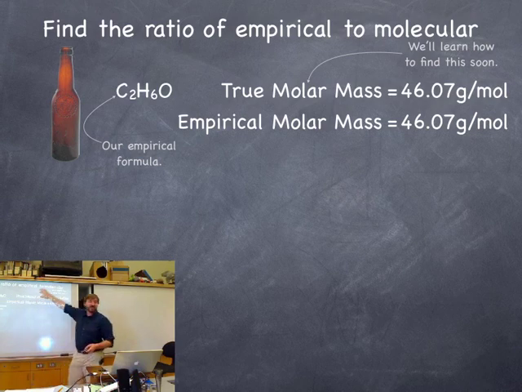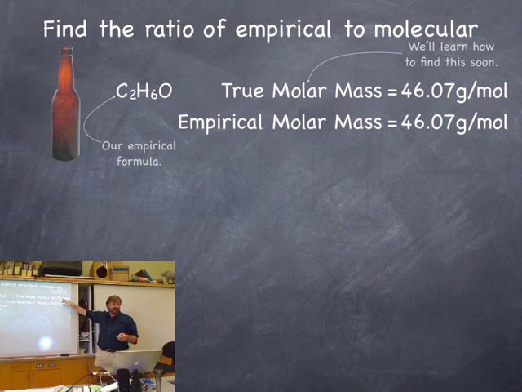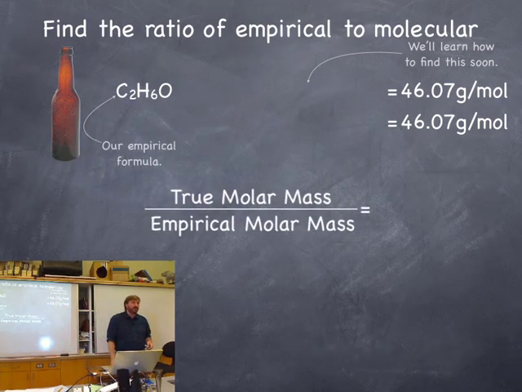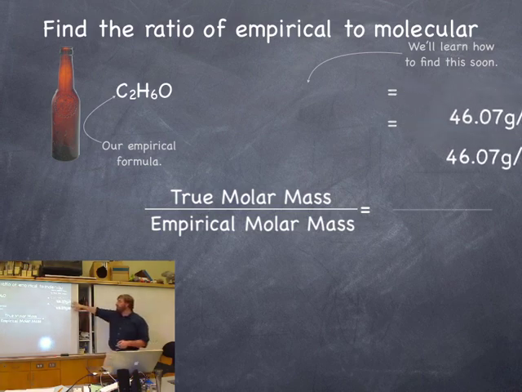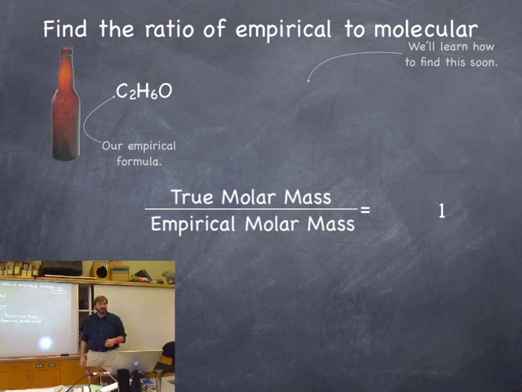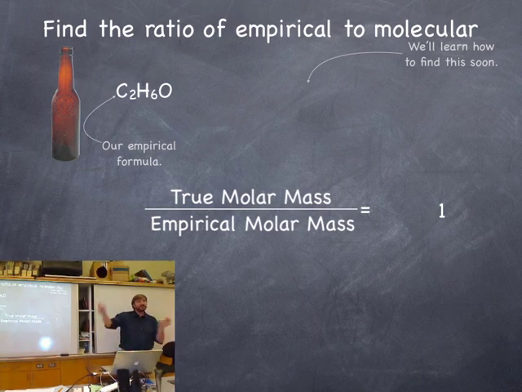So what we want to say is, what's the ratio between these molar masses? And it's really easy to look at and see right now. It's going to be 1. But it's not always going to be. You're going to have to do some math. But it's real simple. We take the true molar mass and divide it by the empirical formula's molar mass, and we're going to get 1. That tells me the ratio from the empirical formula to the true formula.